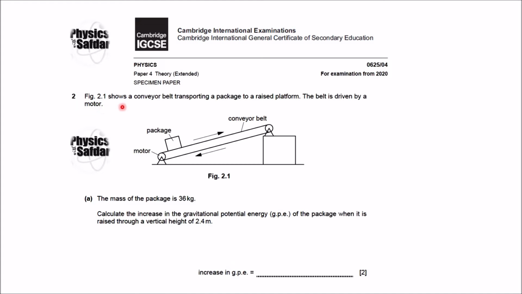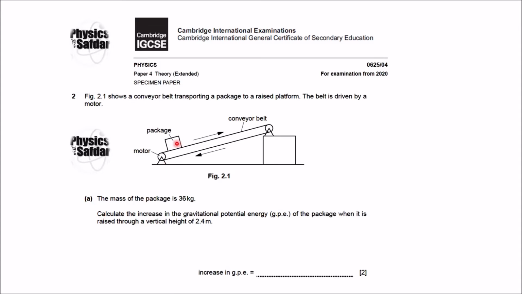Figure 2.1 shows a conveyor belt transporting a package to a raised platform. The belt is driven by a motor. Look at this diagram. This is the conveyor belt. A package is there, a motor and a platform. The mass of the package is 36 kg. Calculate the increase in gravitational potential energy of the package when it is raised through a vertical height of 2.4 meter.